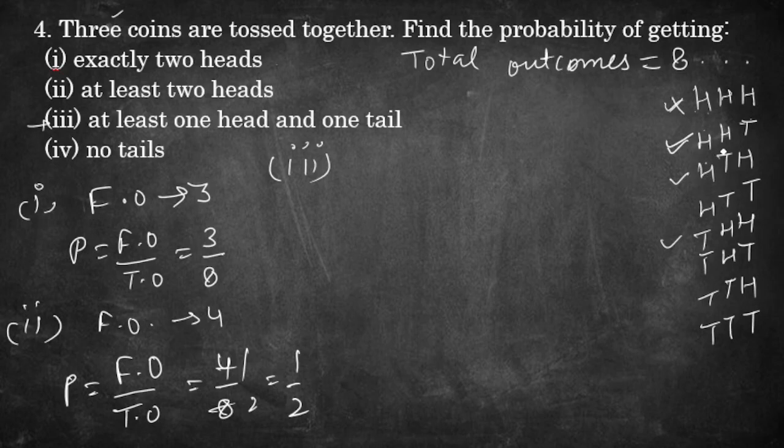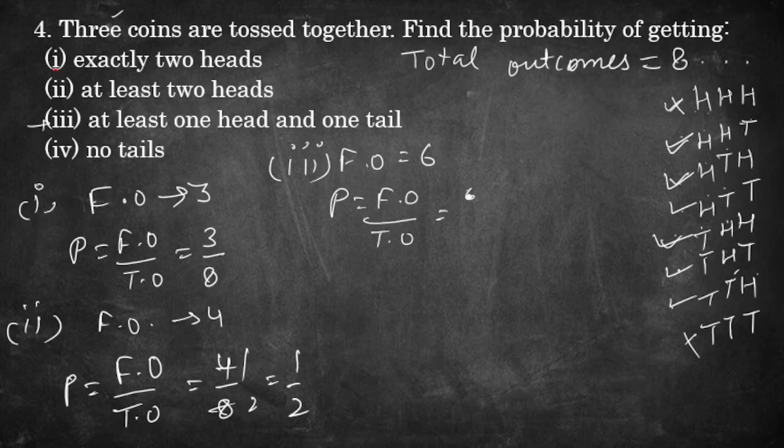Now here we can see 1 head, 1 tail. Yes, we can take it. Again 1 head, 1 tail, we can take. 1 head, 1 tail, we can take. And the last one has no head, so we will not take this. It means the favorable outcomes are 1, 2, 3, 4, 5, 6. So the probability is favorable outcomes upon total outcomes, which is 6 by 8, and simplifying, 3 by 4 is the answer.